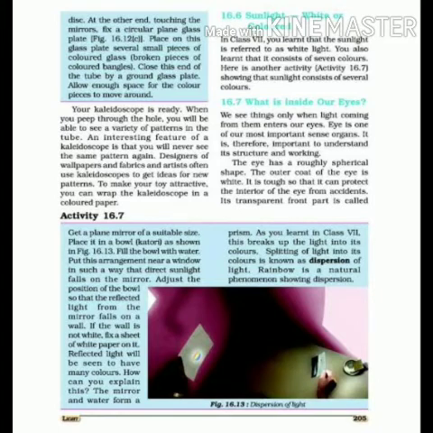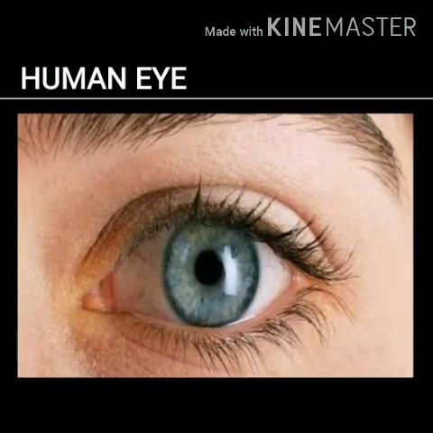And why does this happen? This happens because the plain mirror and water together form a prism, and this prism breaks the white light into its 7 colors. And children, this splitting of light into its different colors is known as dispersion of light. Remember this word, dispersion of light, and the definition. A rainbow is one of the natural phenomena showing this dispersion. Remember. After this, we will start with the human eye.